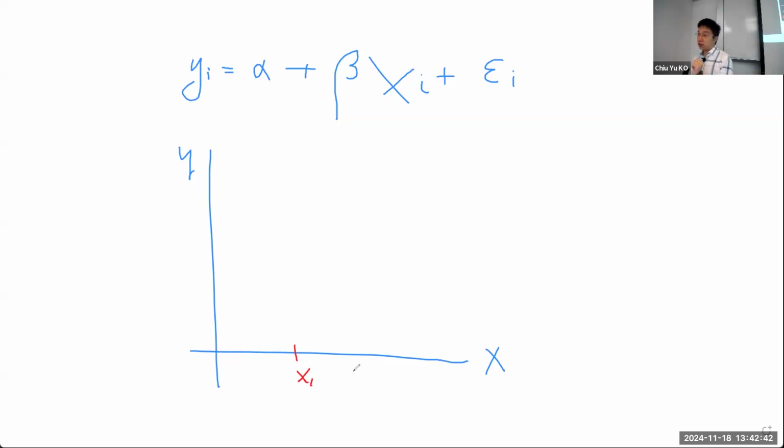What you would see will be alpha plus beta x. This is alpha, and this is alpha plus beta x, right? If you learn math, that's what it means. That is the slope-intercept form, right? The slope is beta.